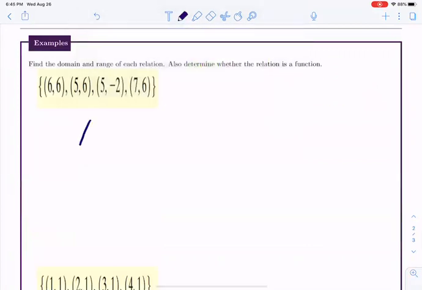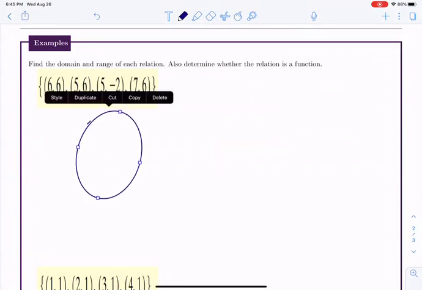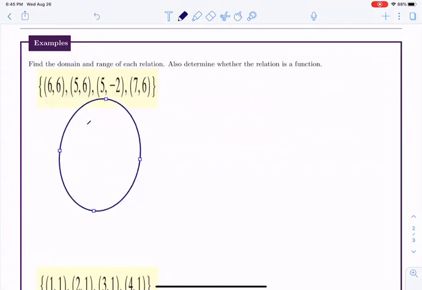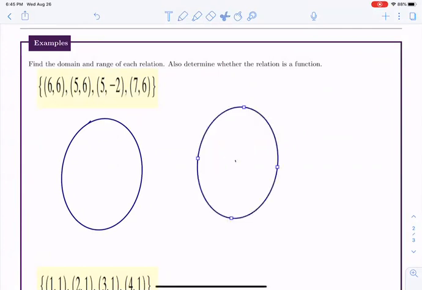So I'll pick that. Hopefully I get a nice little oval this time. Nope. We'll try it again. There. Wow. Well, great. Copy. Paste.